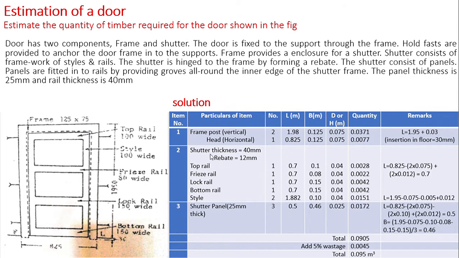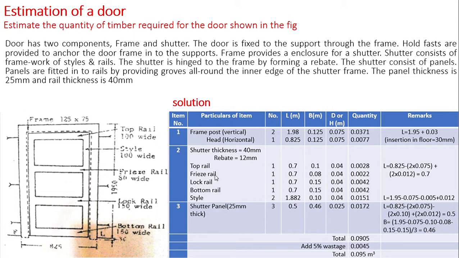The thickness of stiles and rails are assumed as 40 mm, and the rivet provision for shutter in the door frame is equal to 12 mm. Next, take up top rail. Length of top rail is equal to outer length of rail minus 2 times frame thickness, that is 75 mm, plus 2 times rivet depth, that is 12 mm. Width of top rail is equal to 0.1 meter and thickness of rail is equal to 40 mm. And its quantity is equal to 0.0028 meter cube.